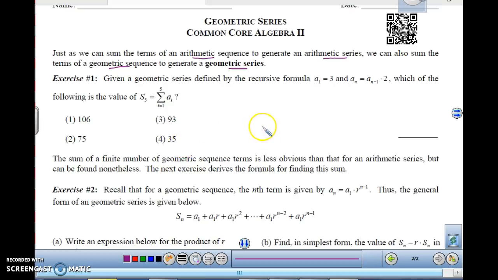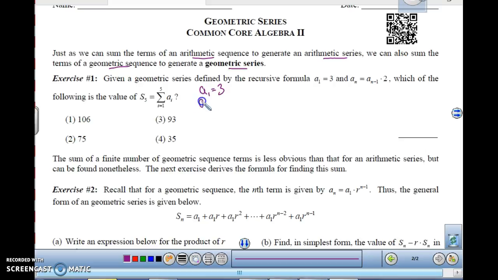Now remember, a geometric sequence is increasing by multiplying. So this says to sum the first 5 terms of the sequence. Whatever the terms of the sequence 1 through 5 are, we're going to add together. That's what the S means. So we need to know the first 5 terms of the sequence. We know a1 is equal to 3. There's my first term right there.